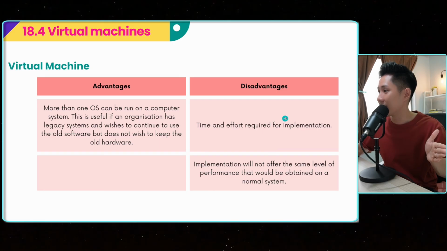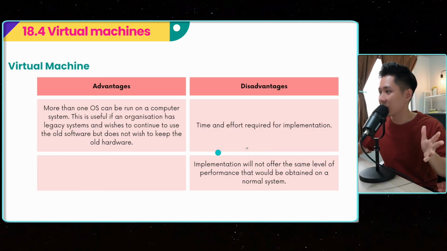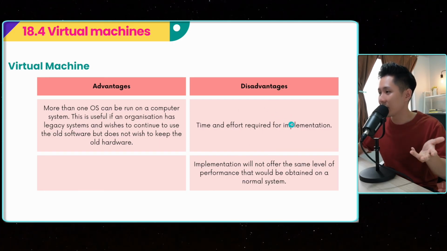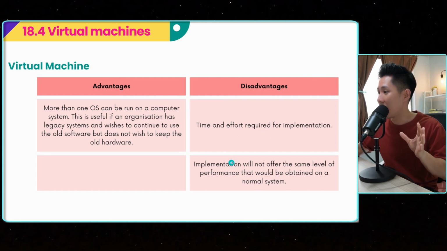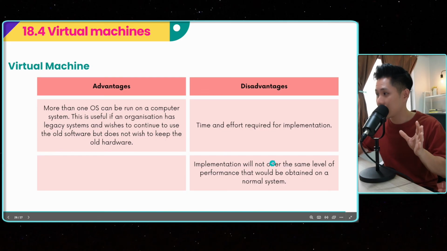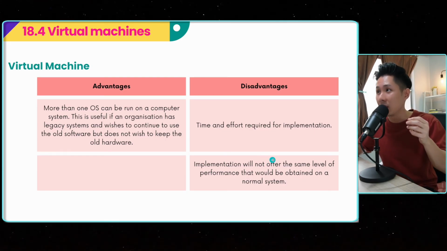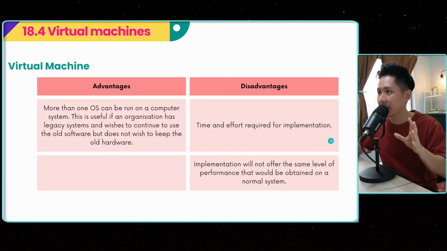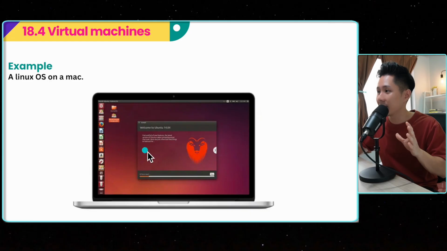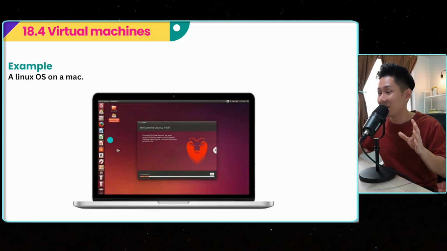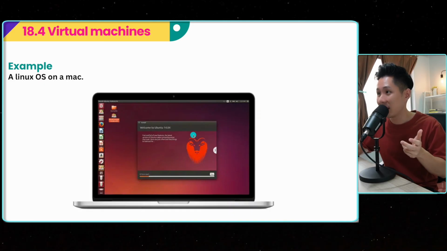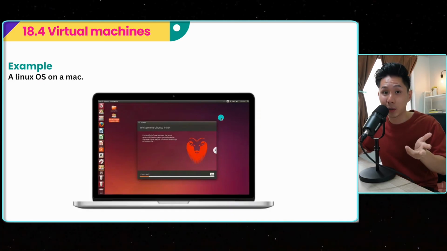But then the disadvantage is that the implementation of the virtual machine will need time and effort. And this is also what I experienced: the computer performance is not so good because they are not the legit original OS. So to show you a diagram, this is what you can do. With Mac OS, you can install a virtual machine that allows you to run Ubuntu, a Linux OS.